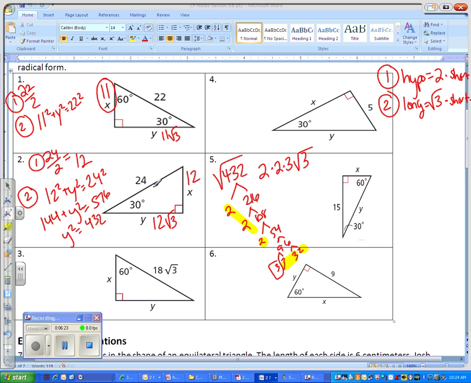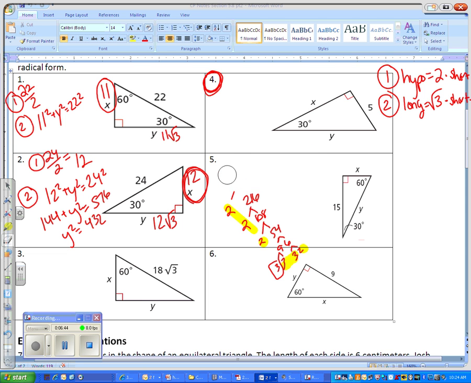Okay, so again, what the shortcut is, if you know what this short leg is, all you have to do is multiply it by a radical 3. That's it. Okay? I want you to do me a favor and try to do number 4. You should be able to do number 4. I'm going to check it in class.